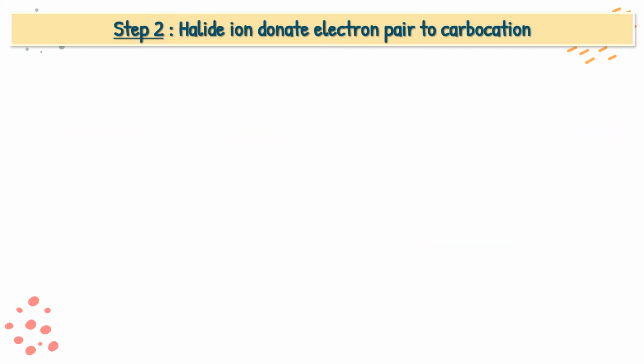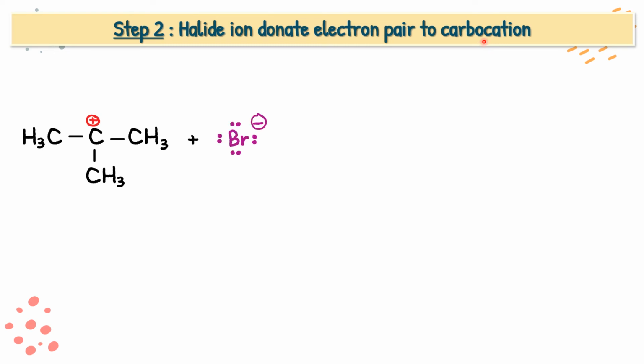So step 2, halide ion donates electron pair to carbocation. Kita akan lukis balik produk yang kita dapat tadi daripada step 1, our carbocation and the halide ion over here. So apa yang kita akan buat? Clearly we see over here the bromide ion is our nucleophile, carbocation is our electrophile. Nucleophile yang akan pergi kepada electrophile. So we're going to draw an arrow from the lone pairs over here towards the carbon, sebab carbon ni yang akan terima.